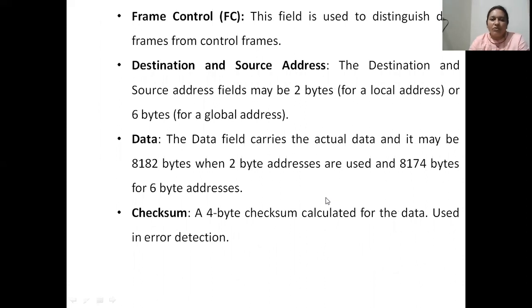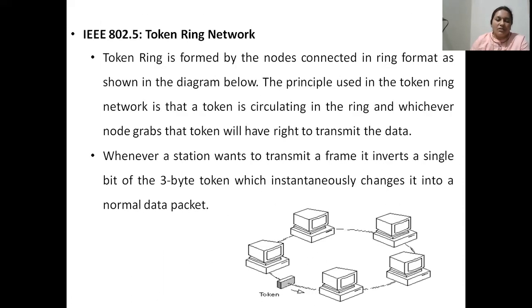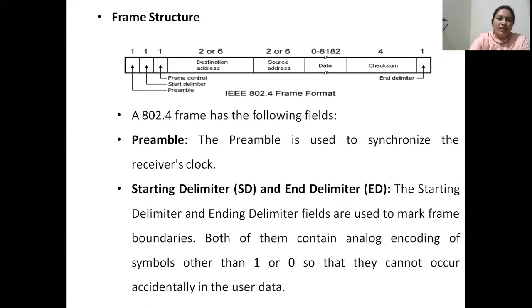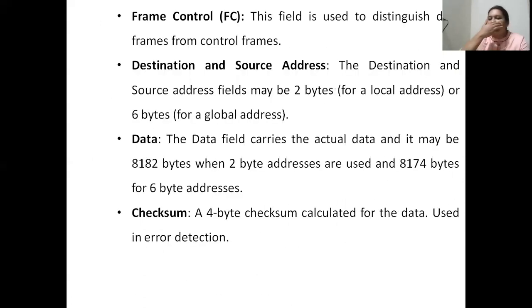The frame control field is used to distinguish a data frame from a control frame. This frame control field is a 1 bit field. If it is 0, it indicates the upcoming frame is a data frame. If it is 1, it indicates the upcoming frame is a control frame.